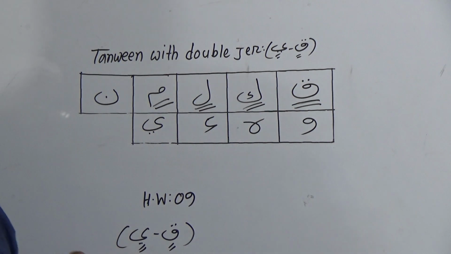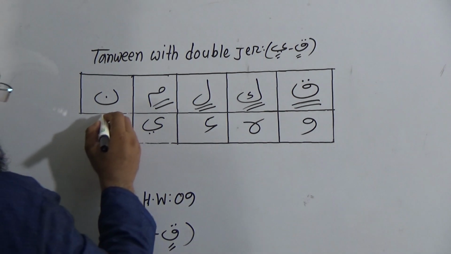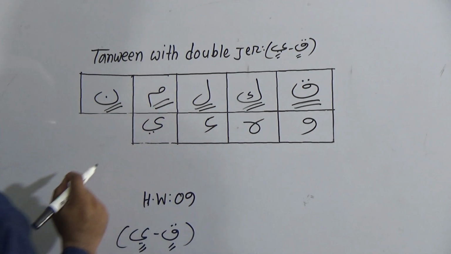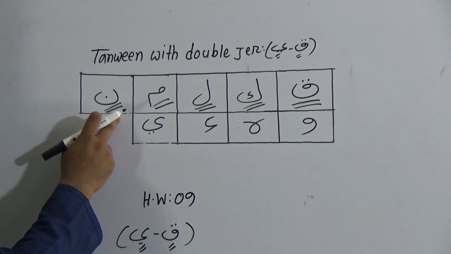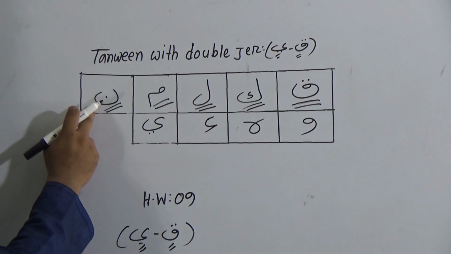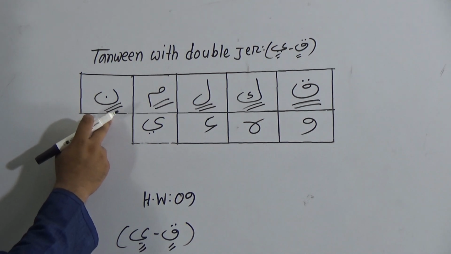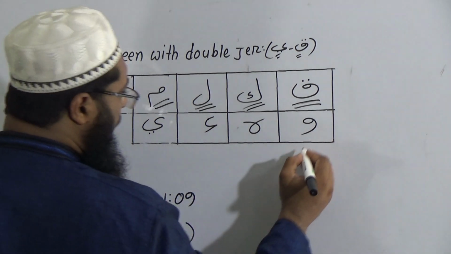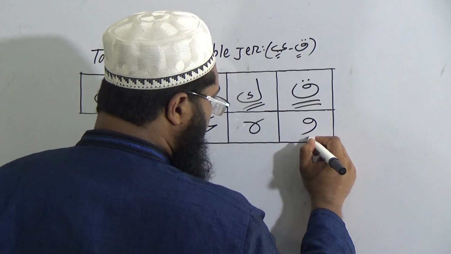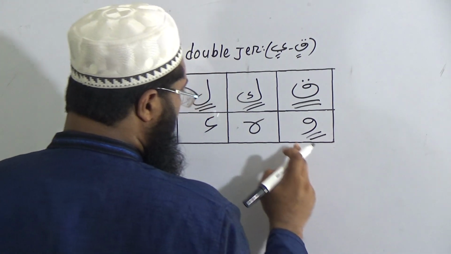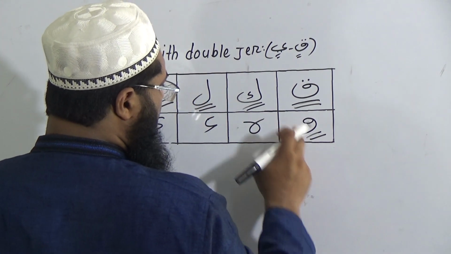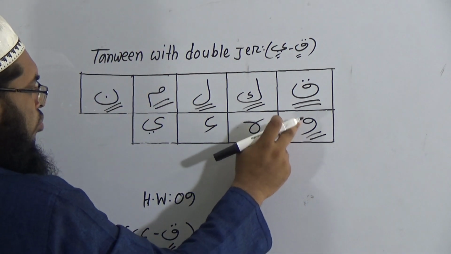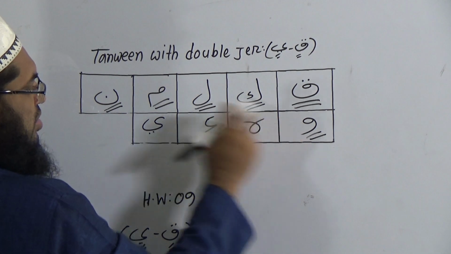Then this one is Noon. Now I am giving double zer under the Noon, and now you have to pronounce this one. Noon dui zer nin. Now this one is Wow. Now I am giving double zer under the Wow, and you have to pronounce this one. Wow dui zer win.